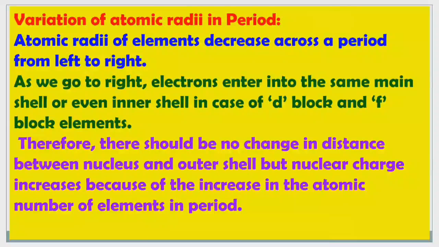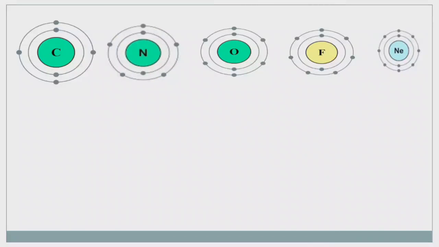But nuclear charge increases because of the increase in atomic number of elements. As the atomic number of elements increases, nuclear charge increases. So here we can see carbon, nitrogen, oxygen, fluorine, neon. They belong to the second period. As we go from left to right, the differentiating electron enters into the same main cell.